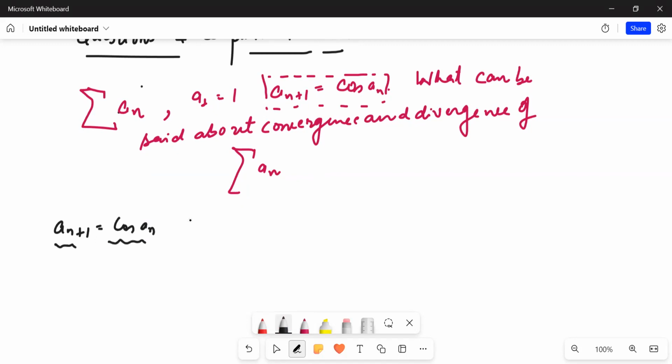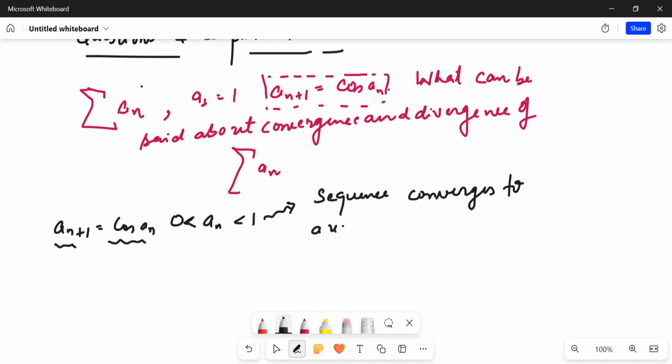if your sequence is such that an+1 is equal to cos of an, and let us say an lies between 0 and 1, I have proven that this particular sequence converges to the unique root of cos x is equal to x. Even if a1 is equal to 1, after all an lies between 0 and 1 only. If an is like this, cos an would lie between 0 and 1.